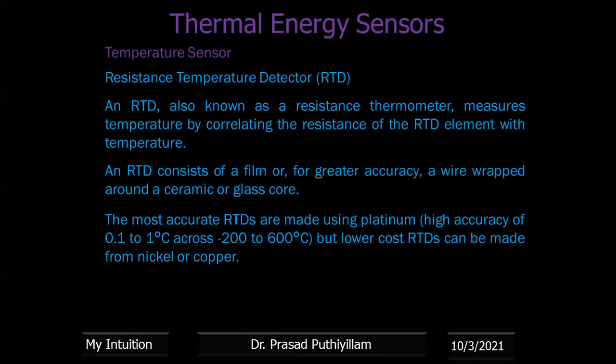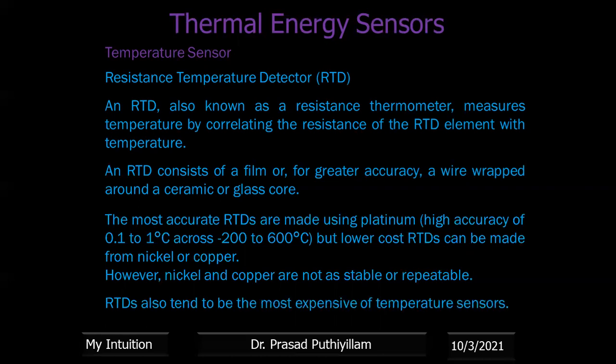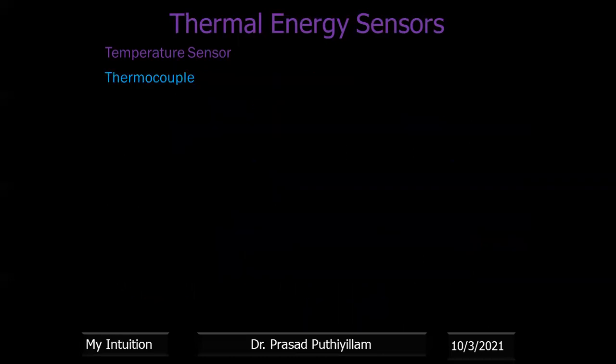But lower cost RTDs can be made with nickel and copper. Platinum is mainly used because of its high accuracy, but lower cost RTD sensors can be prepared with nickel and copper, but their efficiency and repeatability are very low. They are not stable or repeatable. RTDs also tend to be the most expensive of temperature sensors.